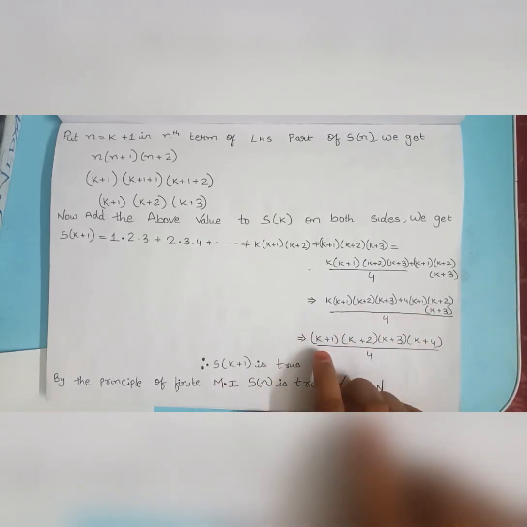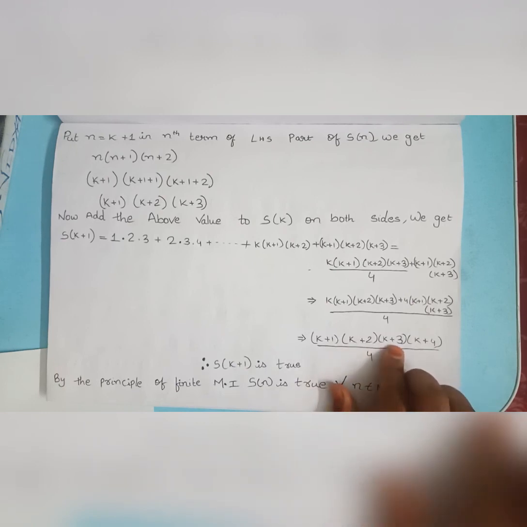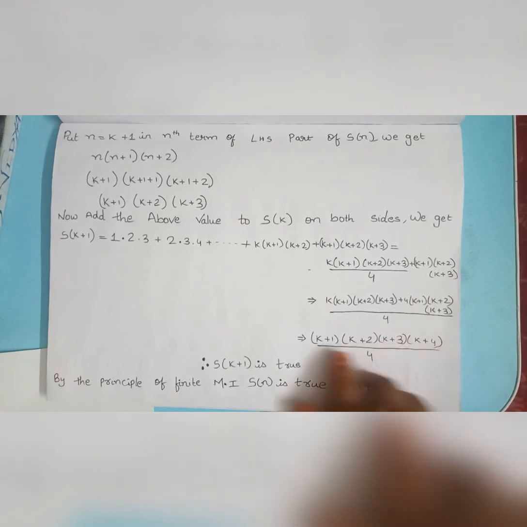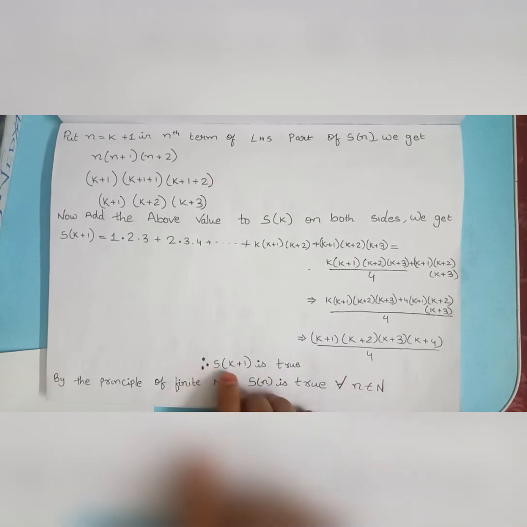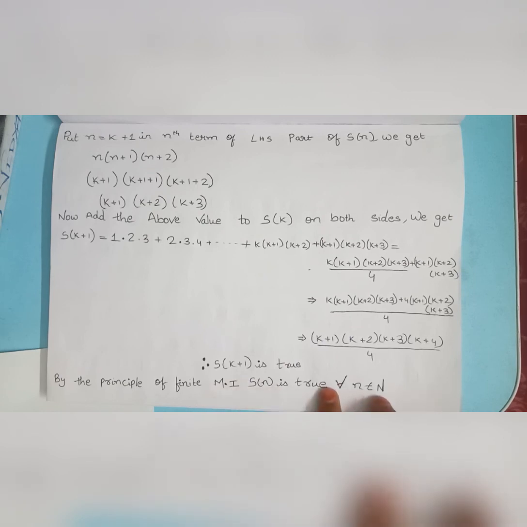Next, now we will take (k+1)(k+2)(k+3) common. So, the remaining term is (k+4) by 4. Therefore, S(k+1) is true. By the principle of finite mathematical induction, S(n) is true for all n belonging to capital N.